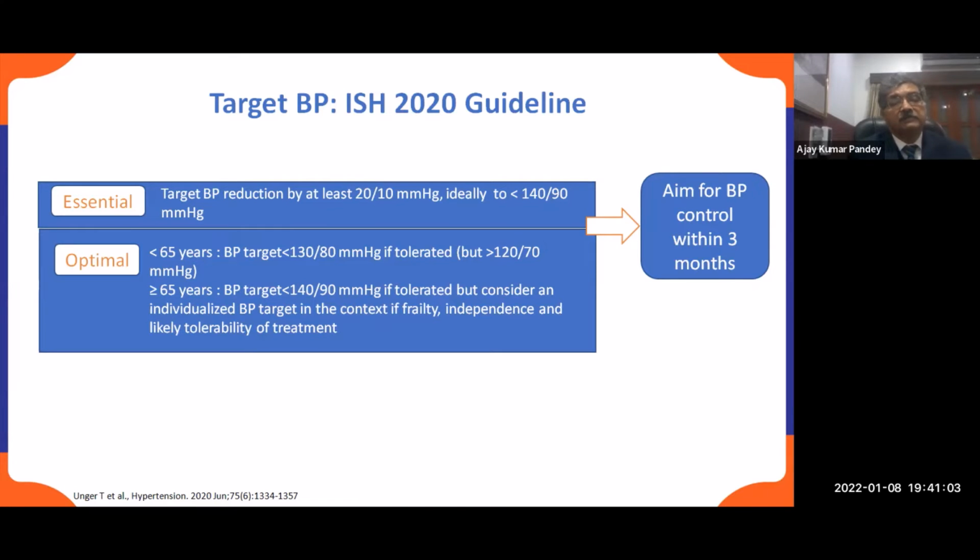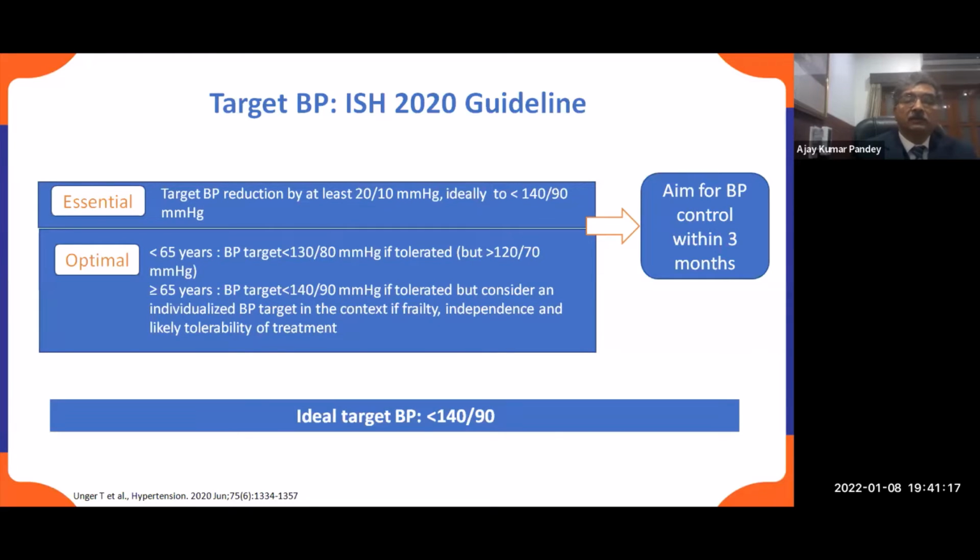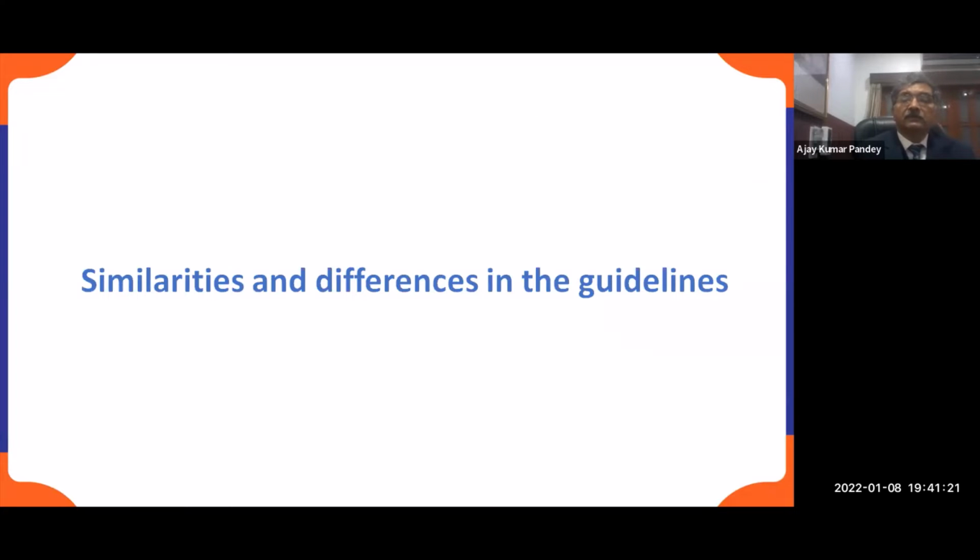If the age is more than 65 years, less than 140 by 90, and if tolerated, but consider an individualized BP target in context of frailty, independence, and likely tolerability of treatment. Because sometimes if you try to control very strictly in elderly people, they develop hypotension, postural hypotension, and they fall. So similarities are there between different guidelines.